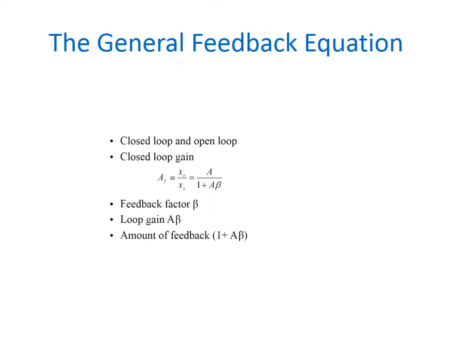That can be represented as AF equal to output signal over input signal, that is Xo by Xs, which can be calculated as A divided by 1 plus A beta. So beta is nothing but the feedback factor, A is the amplifier gain, and the overall loop gain can be calculated as the product A beta. So the amount of feedback is given by 1 plus A beta.